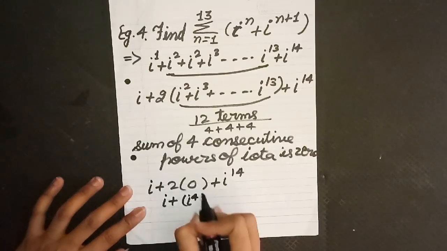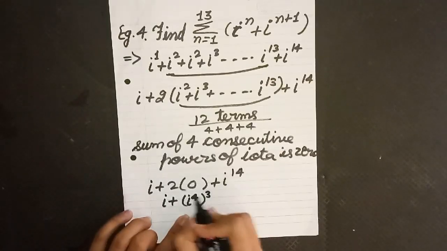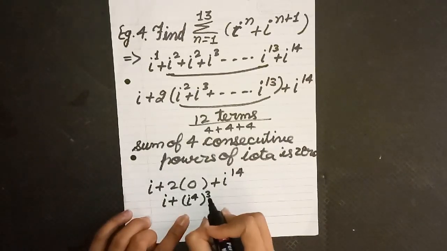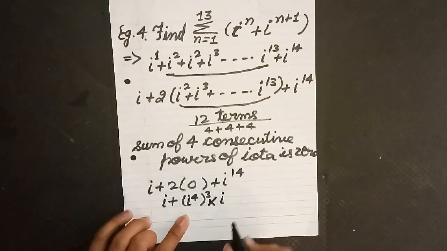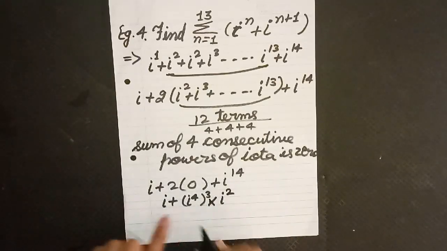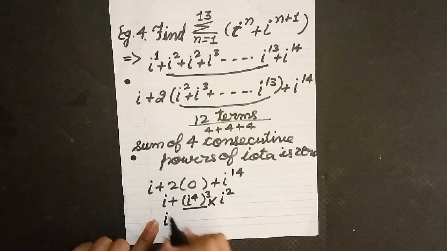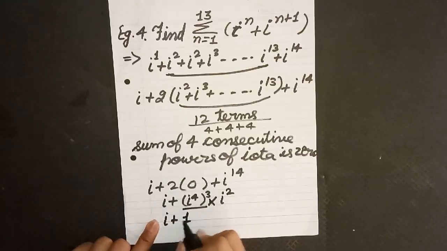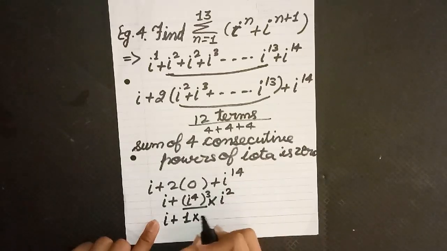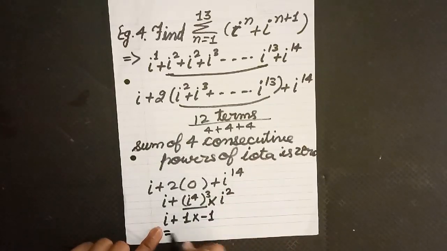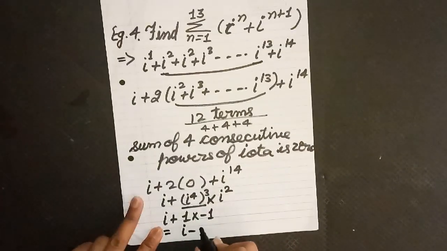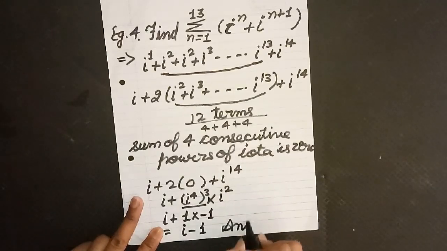So let's solve. 4 raised to power 3, that is equal to 12, multiplied by iota square. These powers are in total power 14. So iota plus 1 multiplied by minus 1, because iota square is equal to minus 1. So iota minus 1 is the answer.